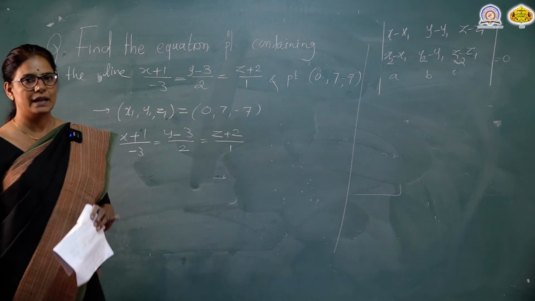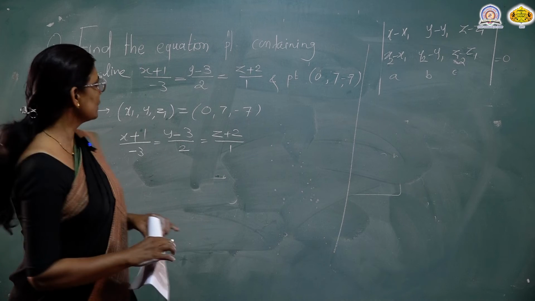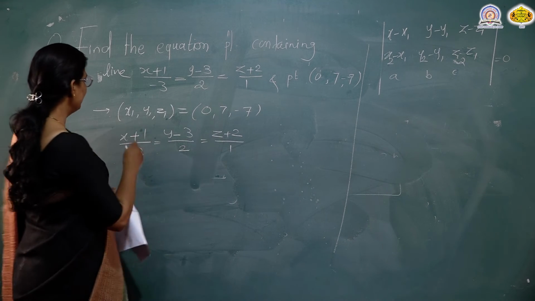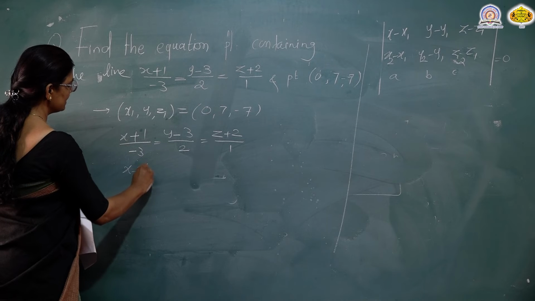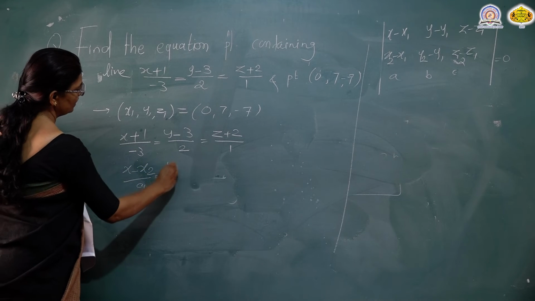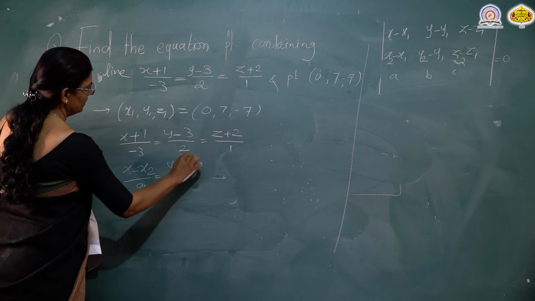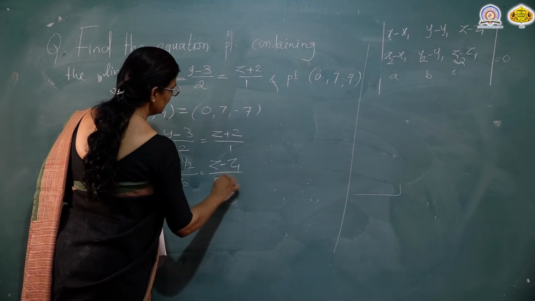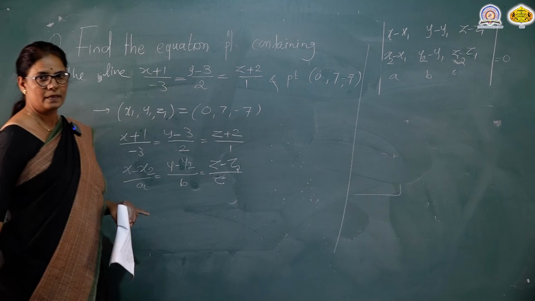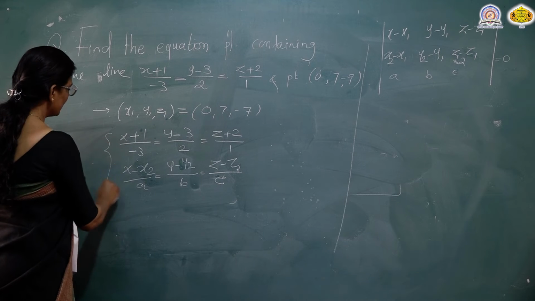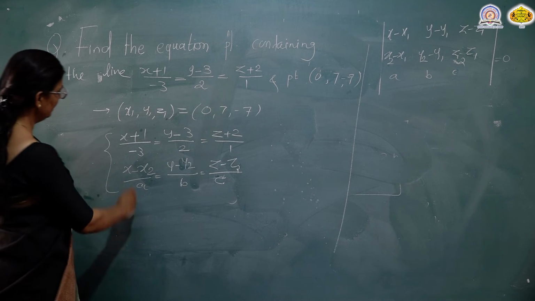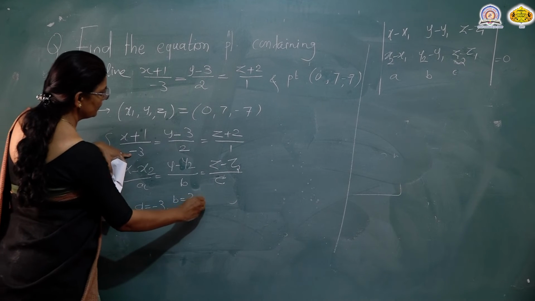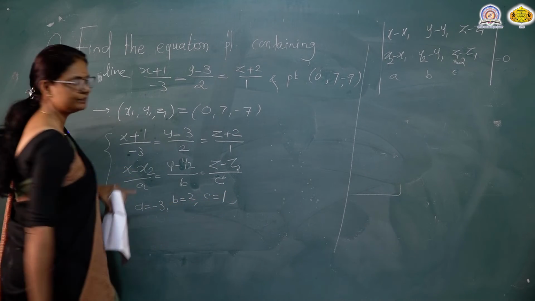This is the equation of the line. Either remember the point on this line and the DRs of the line, or compare this equation with (x minus x2) upon a, (y minus y2) upon b, and (z minus z2) upon c. If we compare these two equations, we get a equals minus 3, b equals 2, and c equals 1.